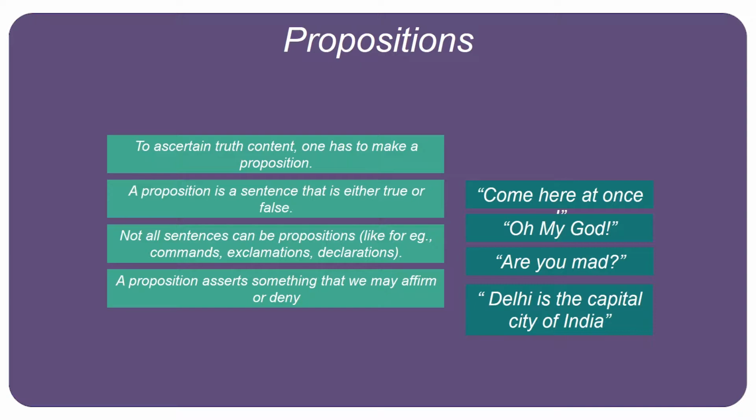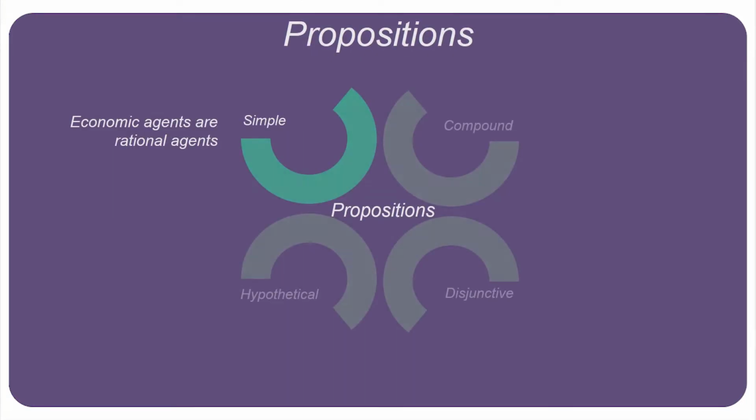For example, come here at once. Oh my God. Are you mad? These are exclamations or commands. Delhi is the capital city of India, which is true by definition. So it is not a proposition. So a proposition asserts something that we may affirm or deny. There are several types of propositions. There are varieties of propositions.